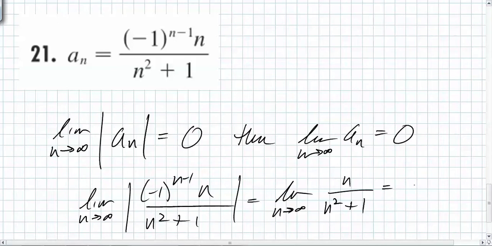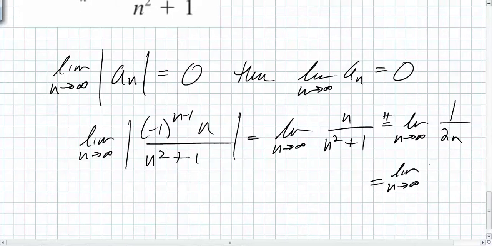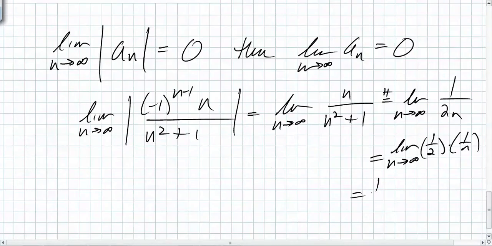Stop using L'Hopital's. You could just do that at this point. Yes, you could do it all the way out and say L'Hopital's rule, but at this point you could just say the bottom is going to be much bigger. But yes, you could use L'Hopital's rule and get the limit as n goes to infinity of 1 over 2n. Then you could say that's equal to the limit as n goes to infinity of 1/2 times 1 over n, which is 1/2 times the limit as n goes to infinity of 1 over n, which we know is 1/2 times 0, which is 0.